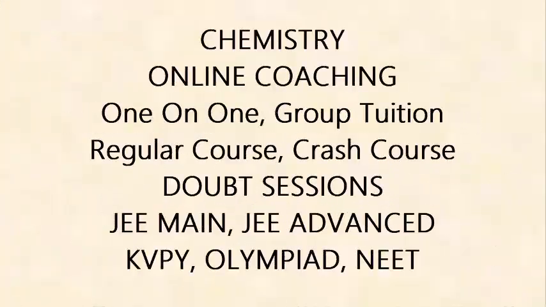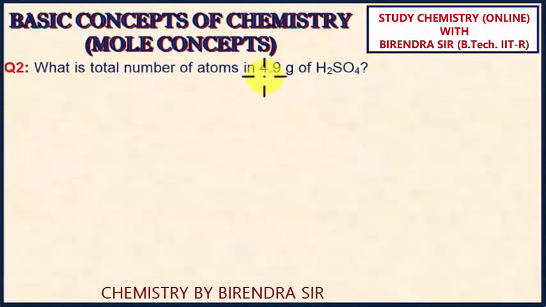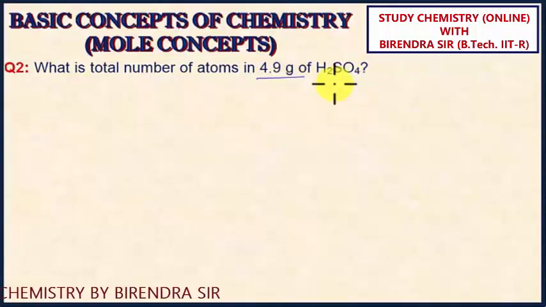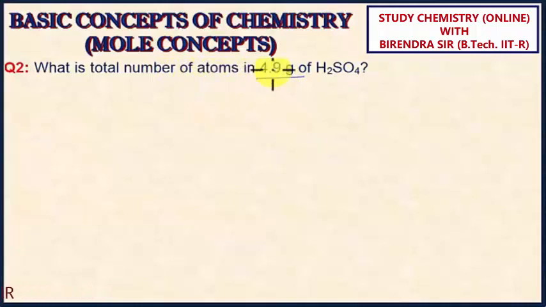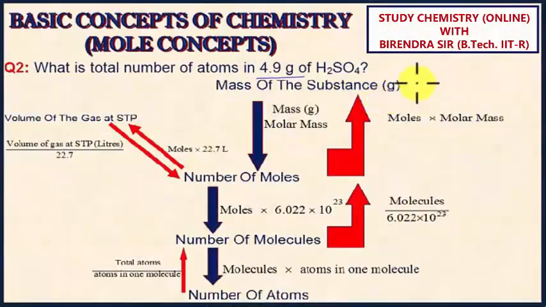The second question says, what is the total number of atoms in 4.9 grams of H2SO4? Now to solve these types of questions, where the mass of H2SO4 is given and the number of atoms has been asked, I'll take the help of the chart. Mass of the substance is given. How much? 4.9 gram.